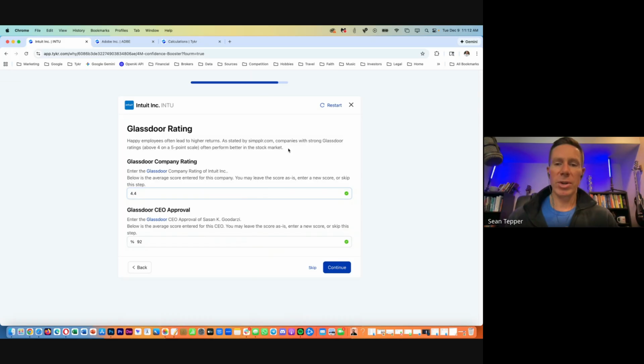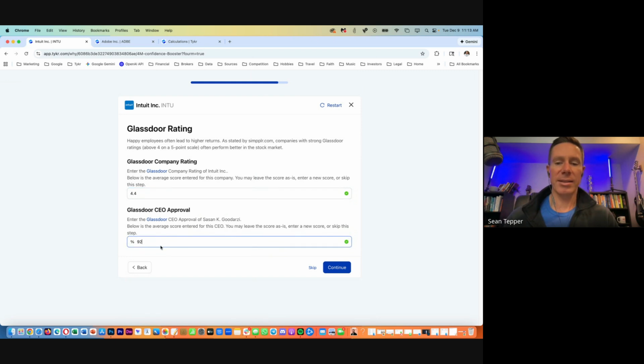stock. But long story short, there have been a lot of studies done that if you have a higher Glassdoor rating, you actually do have better performing stocks in the market. The long story short, if you treat your employees with respect, you actually get better results. What a concept. But in this case, we can see here the latest Glassdoor rating on a 5 scale is a 4.4, which is great.